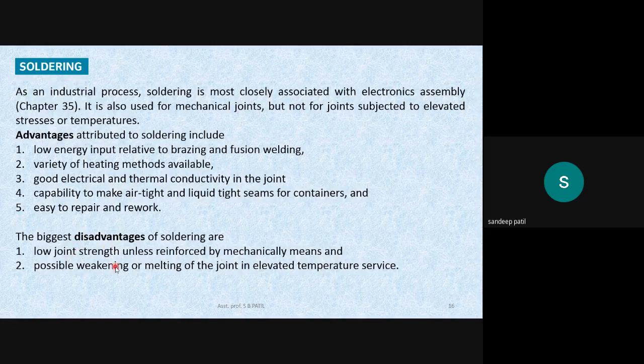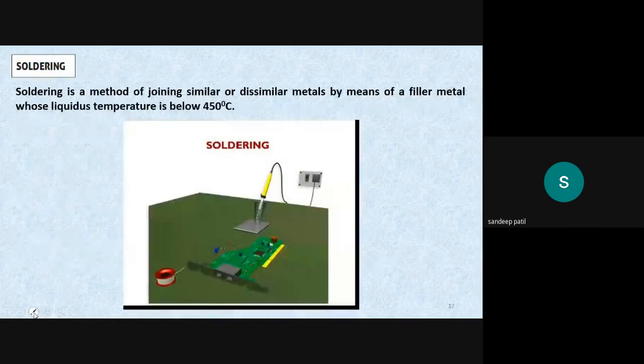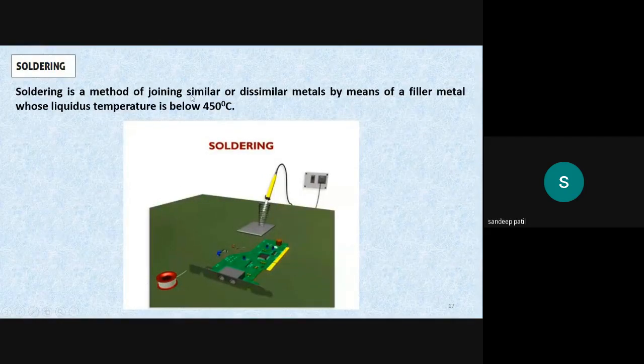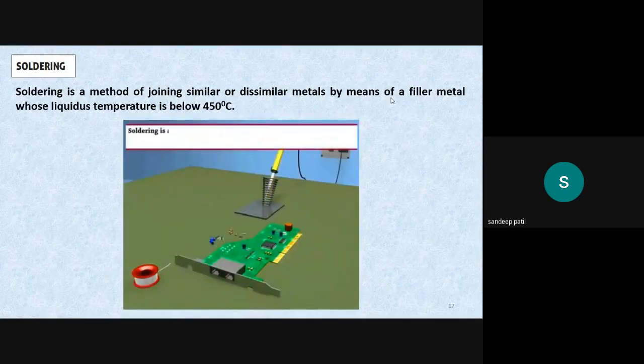Disadvantages are low joint strength unless reinforced by mechanical means. So unless it is acted upon by any unwanted forces, the joint is not going to break. Also, there is possible weakening or melting of the joint at elevated temperatures. So let us see the video for the soldering process. Basically, soldering is a method of joining similar or dissimilar metals by means of a filler metal whose liquidus temperature is below 450.